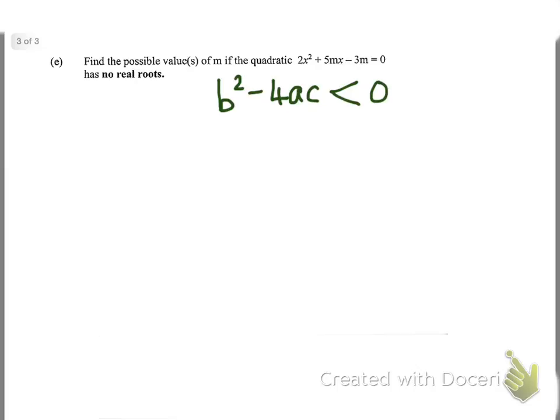We need to know the discriminant. If it's got no real roots, b squared minus 4ac is less than 0. You better learn that fact if you want to do these sorts of questions. This is an excellence question.